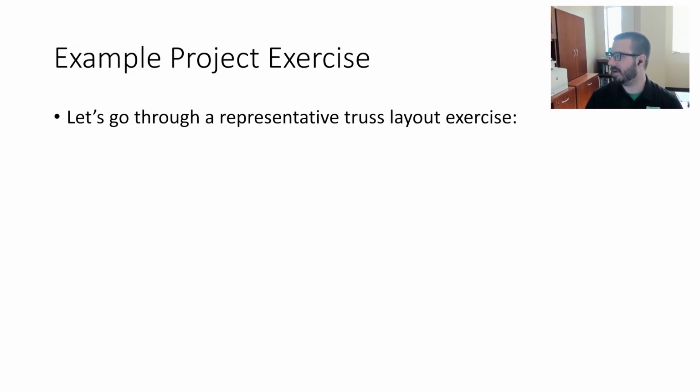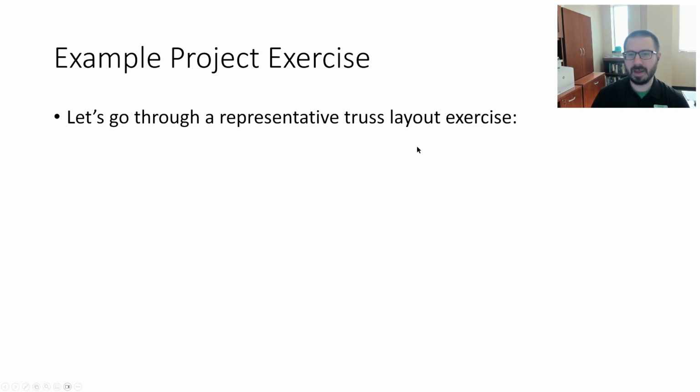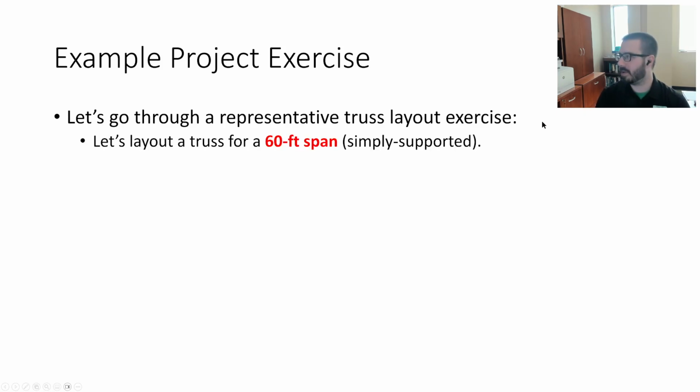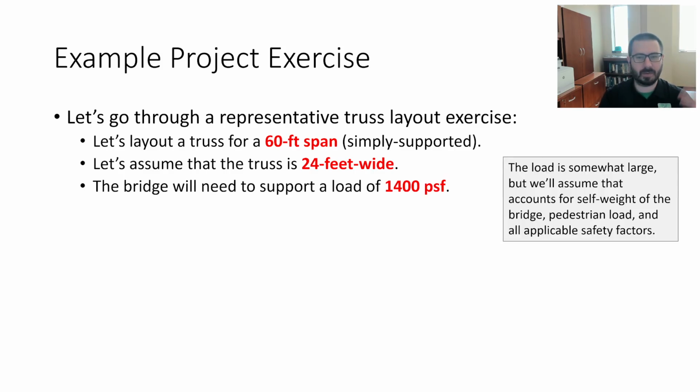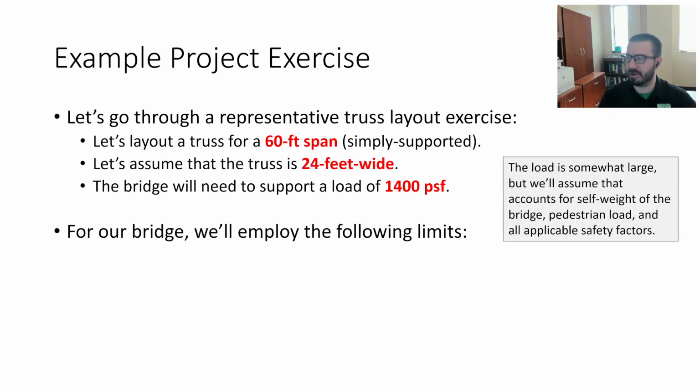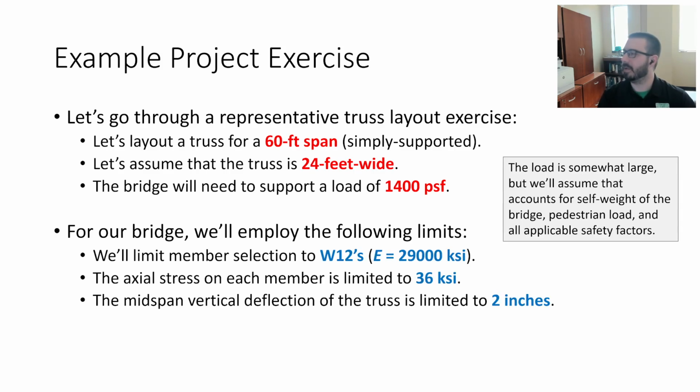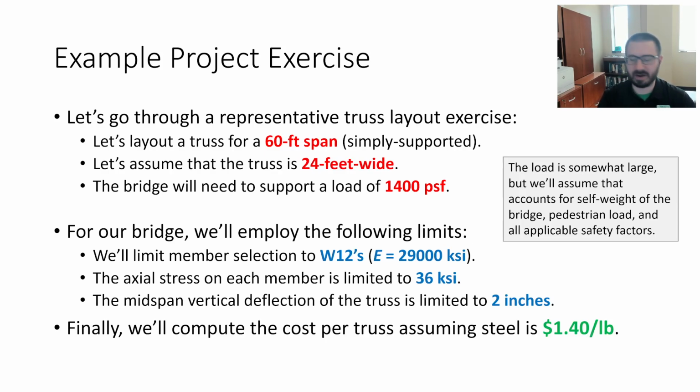Maybe I'll move my camera over here. I'm just playing around with the camera today. Let's go through an example project exercise, and this is what we talked about in lecture 13. And so we said we were going to lay out a truss for a 60-foot span. It was 24 feet wide. We had put the 1,400 pounds per square foot load. And we had a series of limits: we were going to limit it to W12s made out of steel. The axial stress on each member is limited to 36 KSI. We limited the mid-span deflection to 2 inches, and we had a cost of steel of $1.40 a pound.